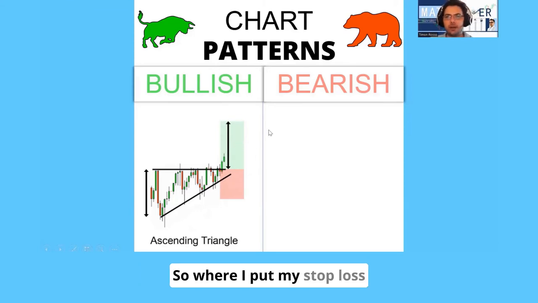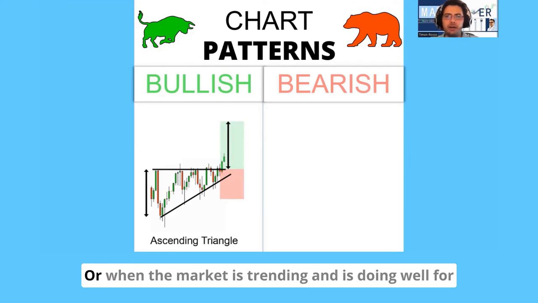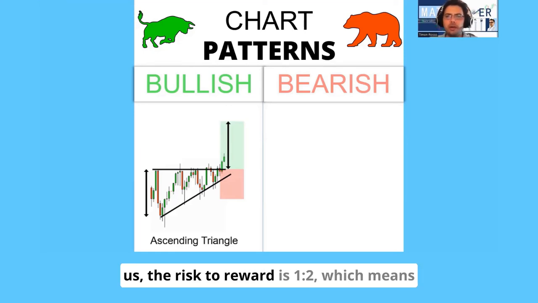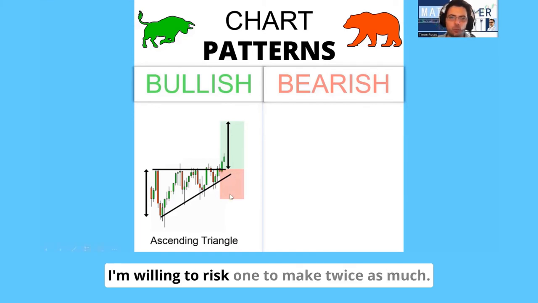So where I put my stop loss and take profit is always a risk to reward ratio of 1 to 1.5. Or when the market is trending and is doing well for us, the risk to reward is 1 to 2, which means I'm willing to risk 1 to make twice as much.